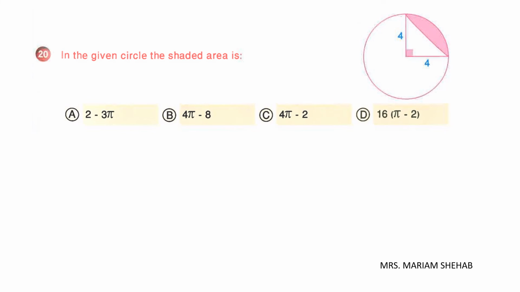Question 20. In the given circle, the shaded area is. Here we have to subtract the area of the triangle, which has the height of 4 and the base of 4, from a quarter of the circle area. Notice also the radius of the circle here is 4. And since the angle is given 90 degrees, this part here represents a quarter of the circle. So quarter of pi r squared minus half b h, the area of the triangle.